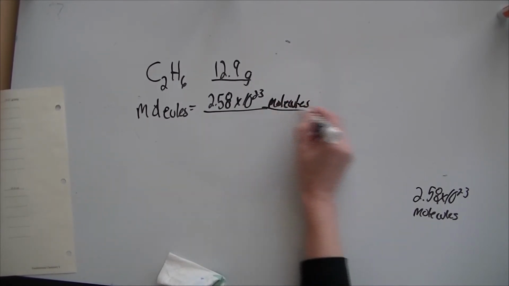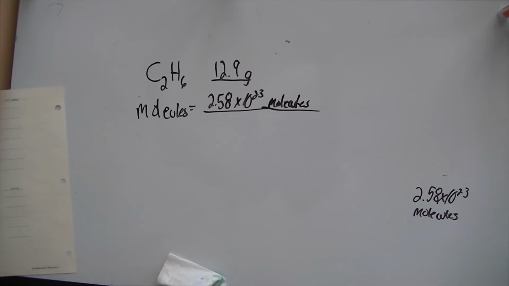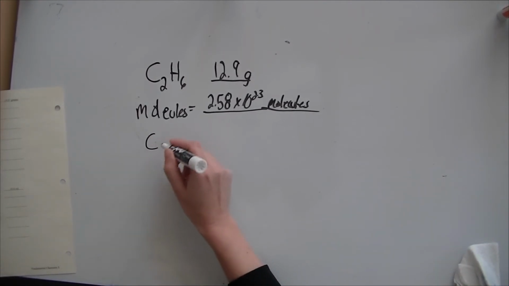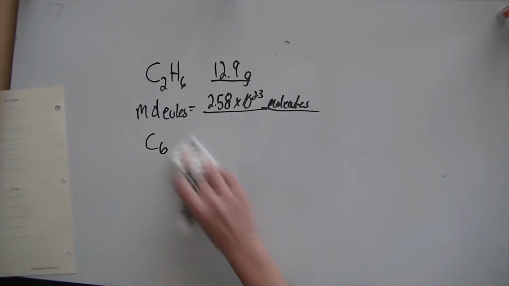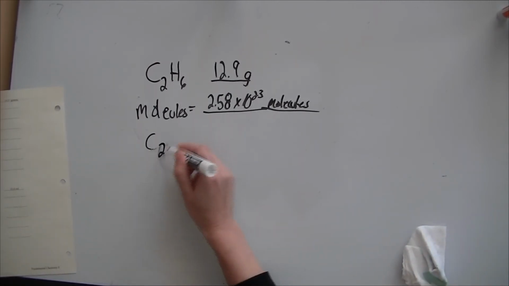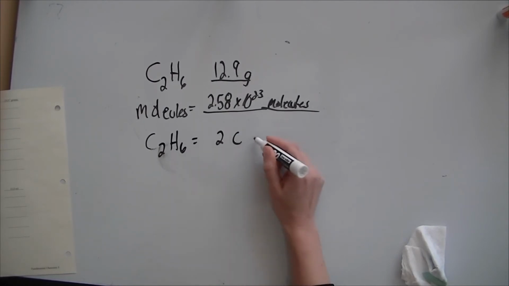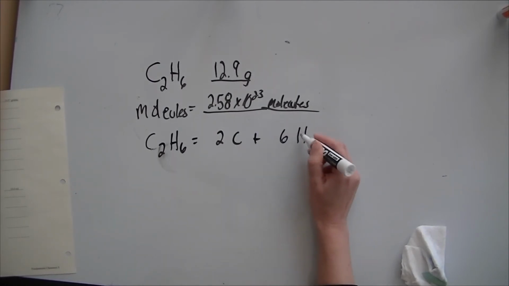I spelled molecules right. Okay. So the next questions ask now for atoms. If we wanted to figure out how many carbon atoms are present, how many hydrogen atoms are present, we're going to need to use a mole ratio. Before, when we've looked at a chemical formula, in this case C2H6, that says we have 2 carbons and 6 hydrogens.